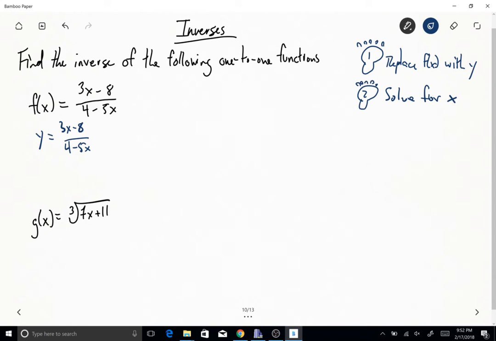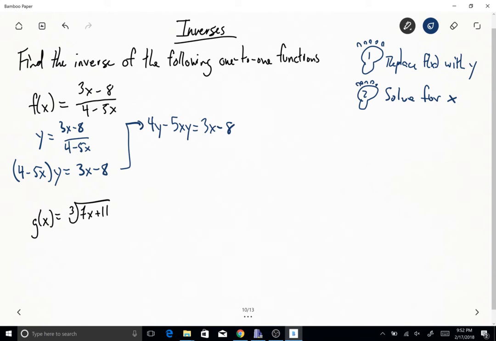So what makes it hard is that we got a fraction. The way to get rid of the fraction, you multiply both sides by what's in the denominator, and that'll cancel what's on the right hand side, and you're left with y times (4 minus 5x) equals 3x minus 8. We want to solve for x, so in order to do that, we're going to need to distribute on that left hand side. So you get 4y minus 5xy equals 3x minus 8.